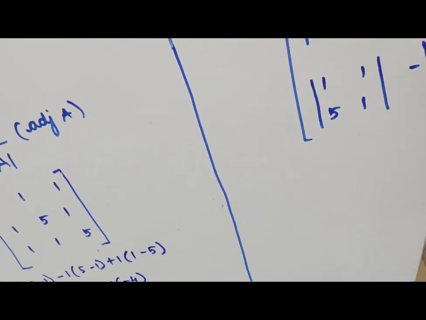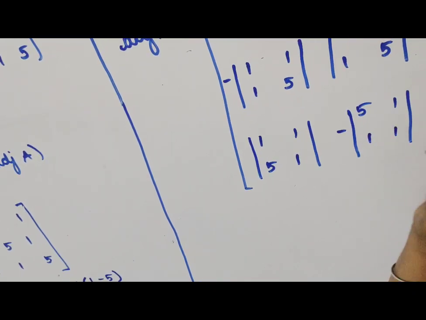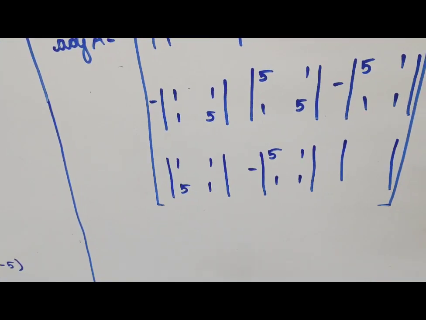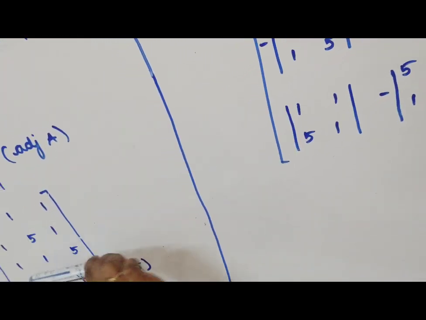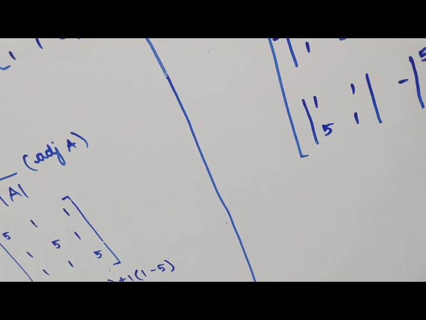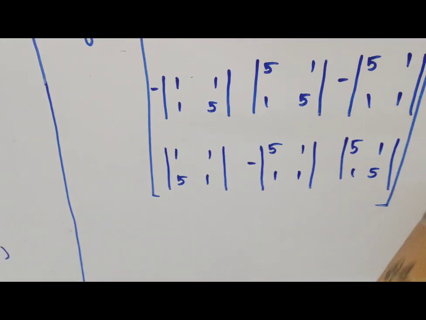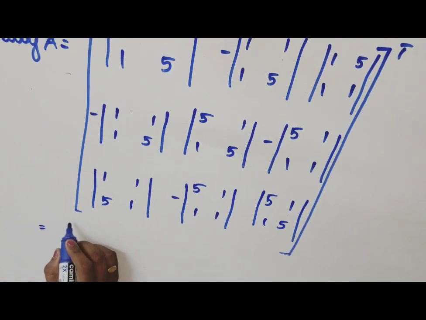It is 5, 1, 1, 1. And for the last term, we have to omit this row and this column. It is 5, 1, 1, 5. Now we will simplify this. We have to take the transpose as well.